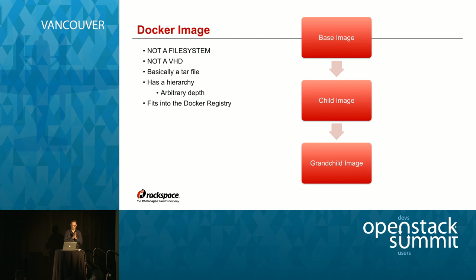So let's talk about Docker images. A Docker image is definitely not the same thing as a glance image. It's not the same thing as a virtual hard drive or a virtual machine image. It is essentially a tar file with some additional metadata in it. And these things have a hierarchy, meaning that an image that is at the very root of the hierarchy is called a base image. And you can actually create your own from scratch if you want, like an empty one, and you can put your own stuff in it. That's one way to do containers.